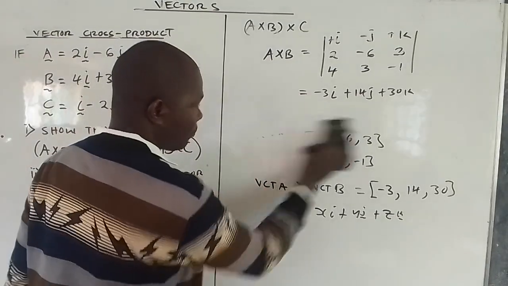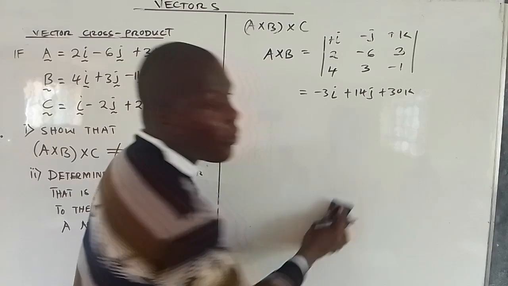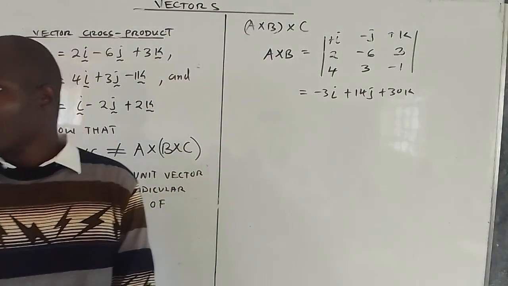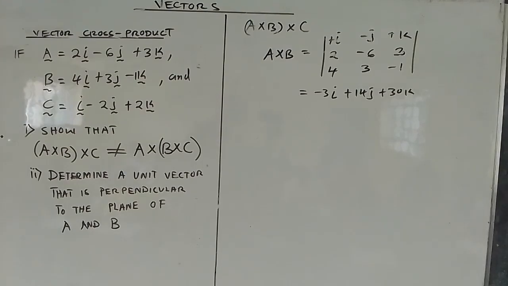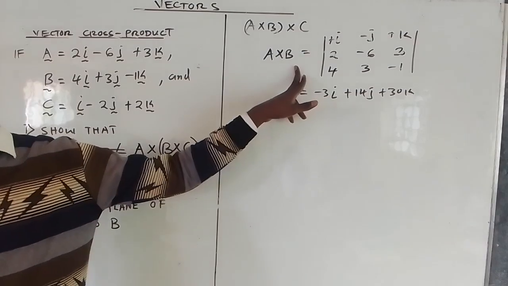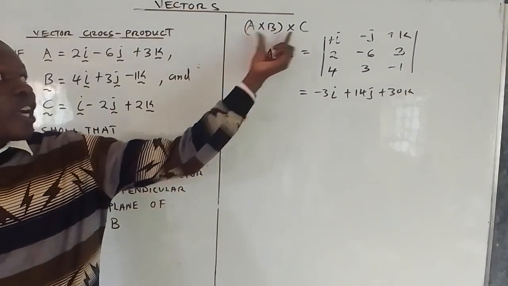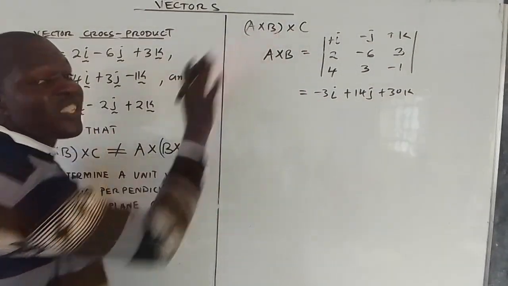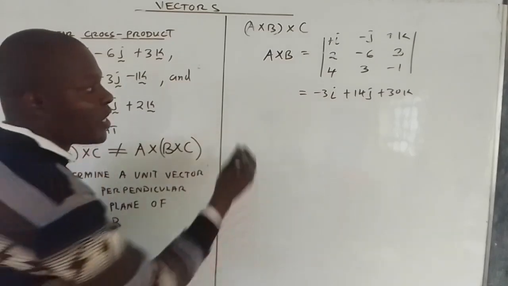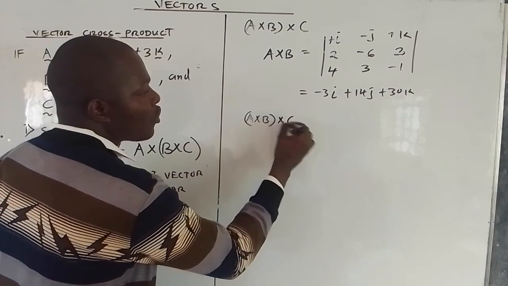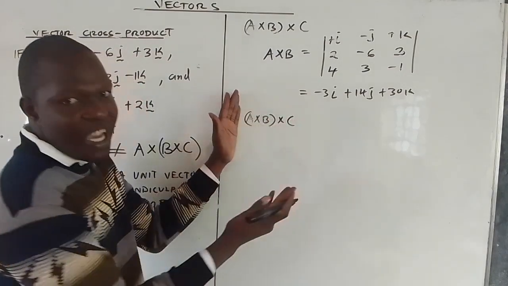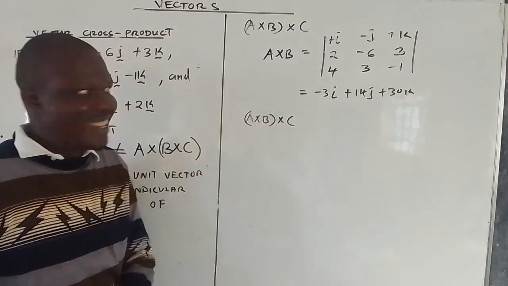So after that, we've now found a cross b. After finding a cross b, isn't it? Then the next step is now a cross b cross c. So this a cross b is now one thing, isn't it? So we now go to the next step. We now have a cross b cross c. So a cross b, if it is another vector d, it is like d cross c, isn't it?